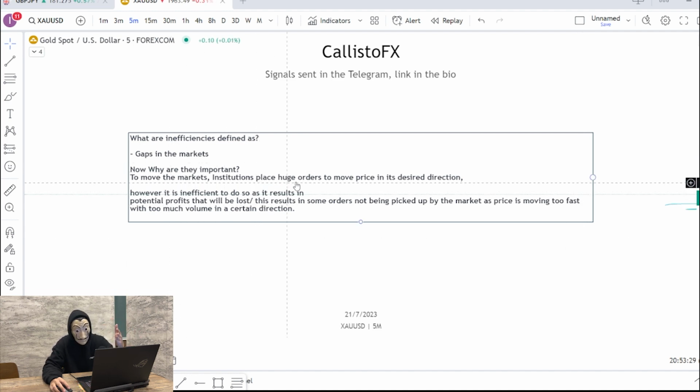institutions would have to place huge orders to move price in its desired direction. However, it is inefficient to do so, because it results in a potential loss of the profits that they earn. That's why some orders are not picked up by the market as price is moving too fast in a certain direction. Let me just give you an example.